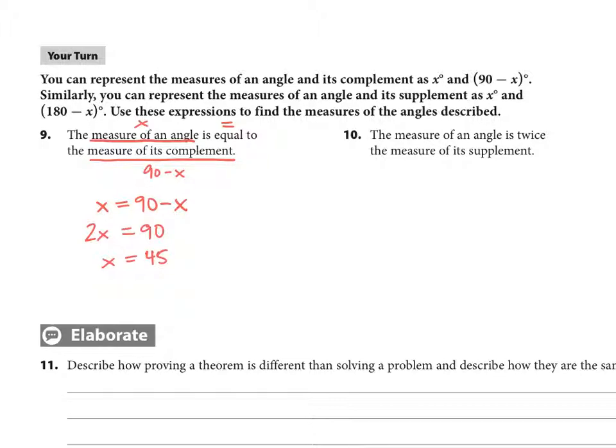So we need to find the measures of both angles. Let me underline the, I didn't quite read the whole instructions there. Find the measures of the angles described. So they describe the measure of the angle and the measure of its complement. So they're both 45 degrees, because the first angle is going to be equal to its complement, that second angle, the 45 degrees, both equal.